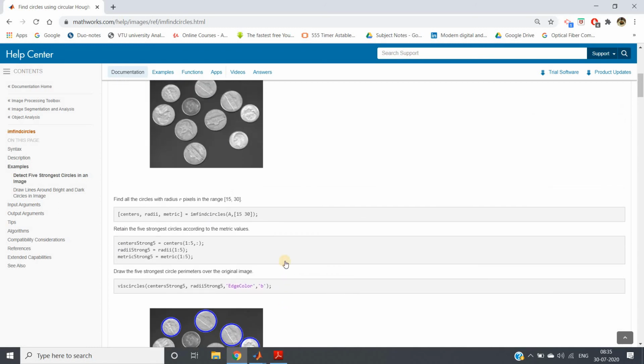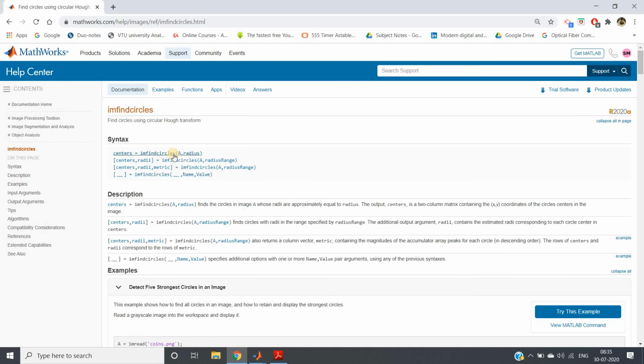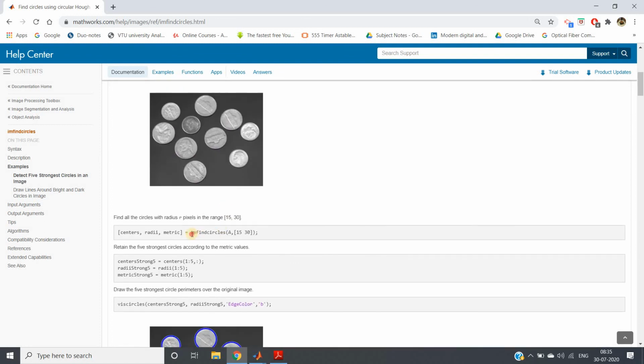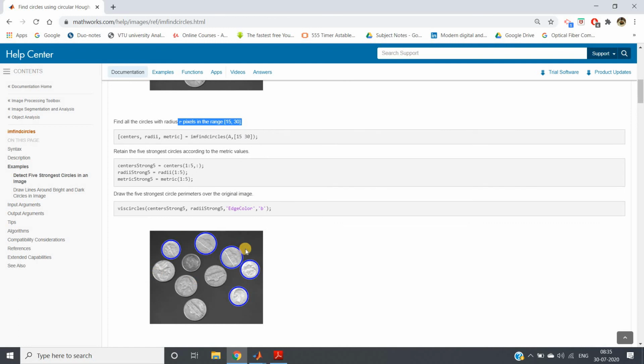Now how can you do that in MATLAB? The idea is very simple. Instead of reading the syntax, let me show you the example itself. I am reading coins.png, the coin image, then showing the image, then using imfindcircles on A, that is the image I am giving, and 15 to 30, which is the range of radius we want to find as circles in our image, and that will detect circles like this.